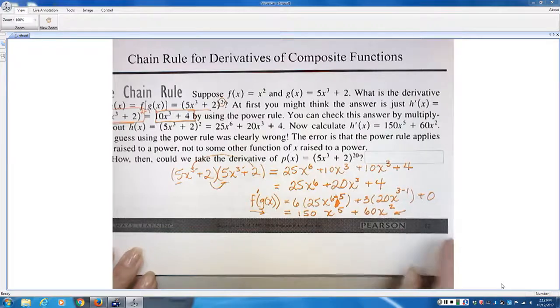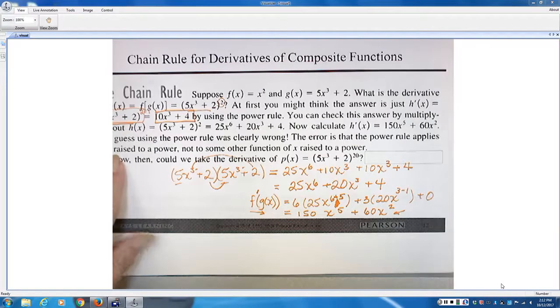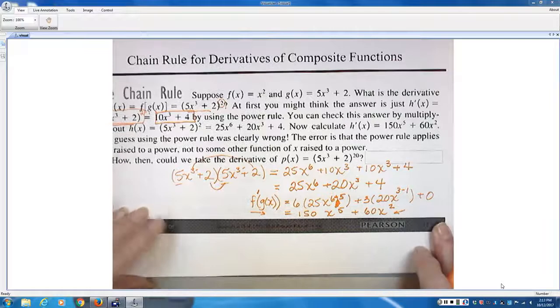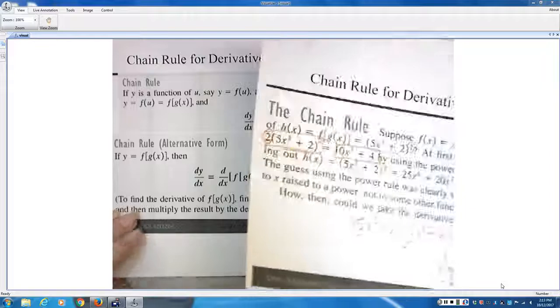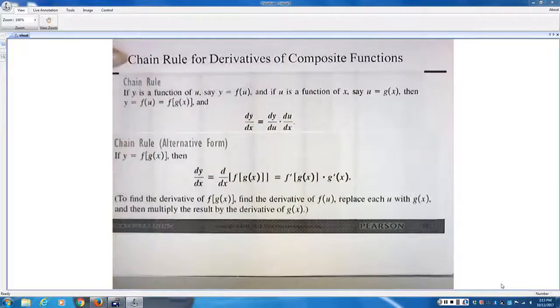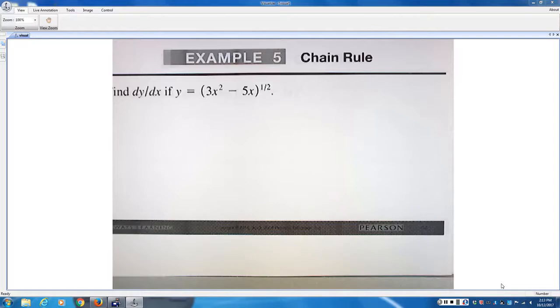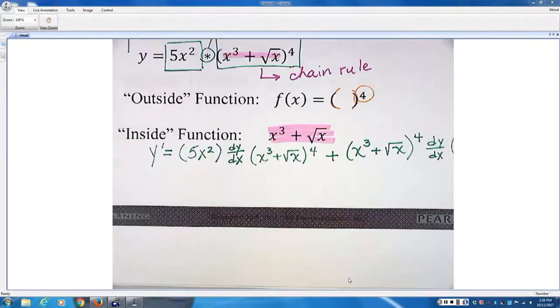The power rule applies to x raised to a power, not to some other function raised to a power. The chain rule is kind of like a power rule, but there's 2 steps to it. So let's do a couple of simple ones and then go back and do some of the ones we just did. And this is just a reproduction of the formula. I think it's better if you see how we actually do it.